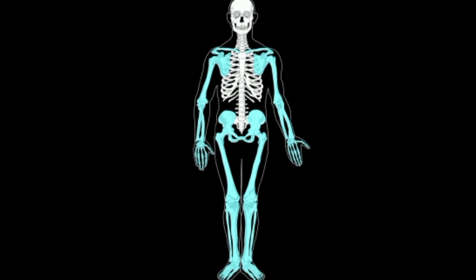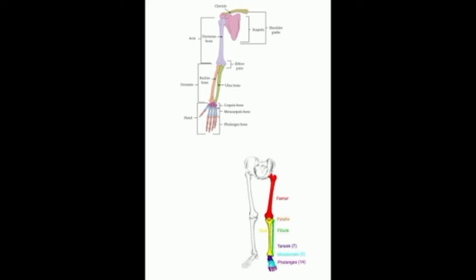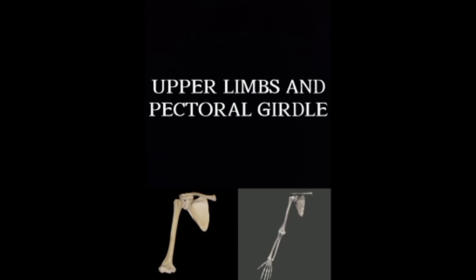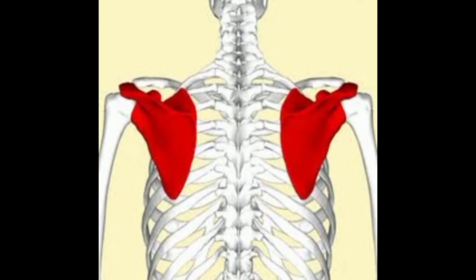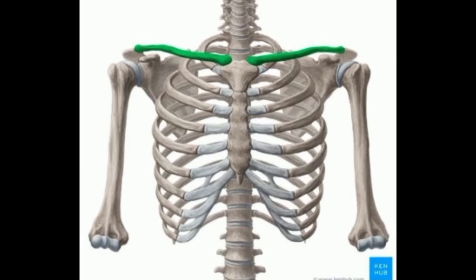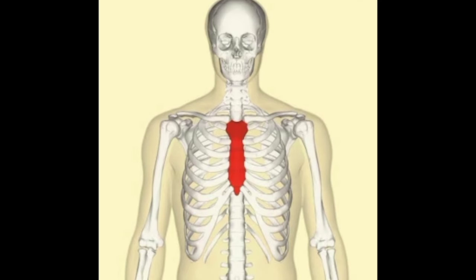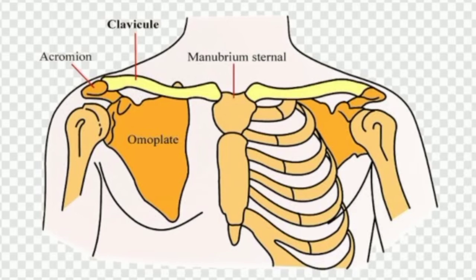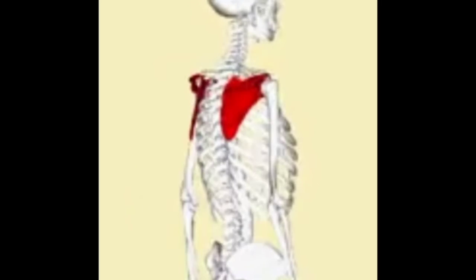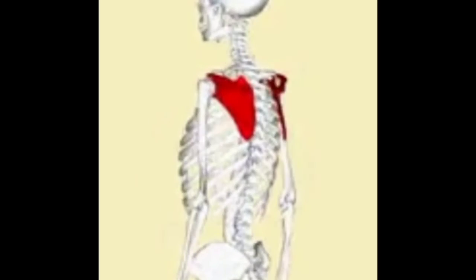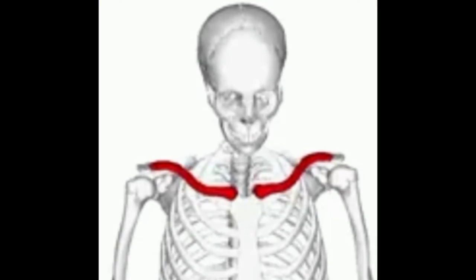So it is also classified into upper and lower limbs. First we are going to discuss the upper limbs and the pectoral girdle. The pectoral girdle includes the pair of clavicle and scapula, both of which articulate with the sternum. Clavicles are also called collar bones or the beauty bones, but the scapulas are called shoulder blades.